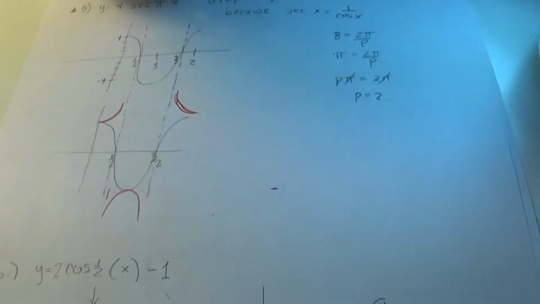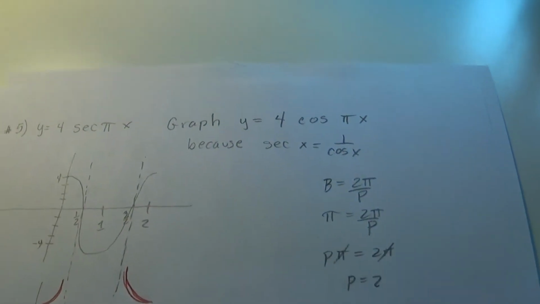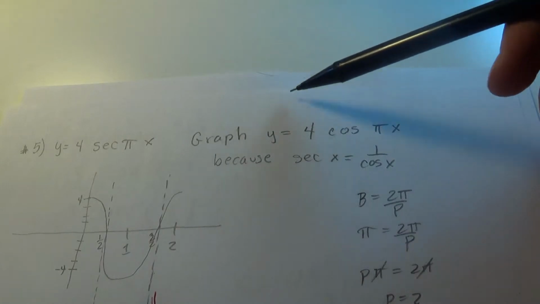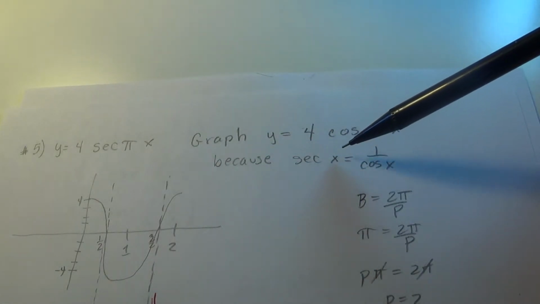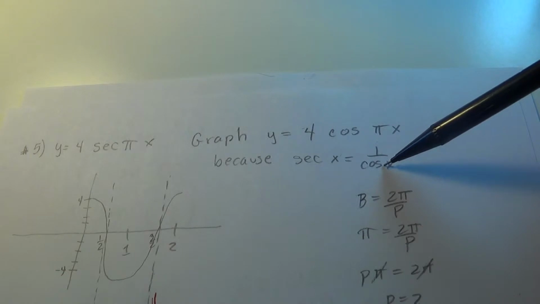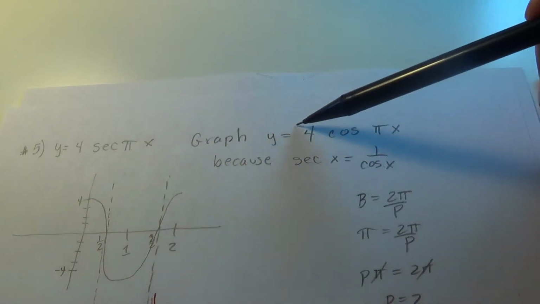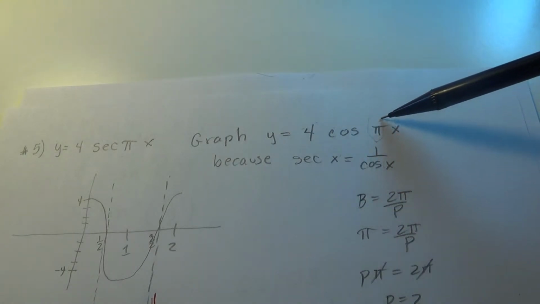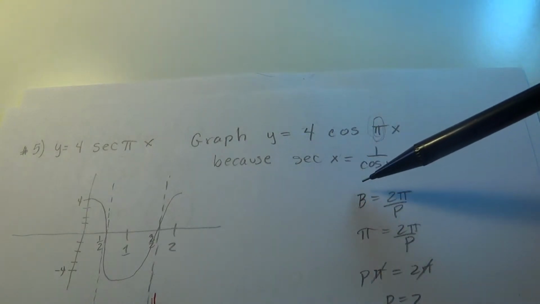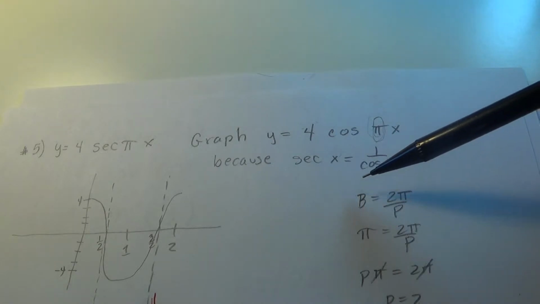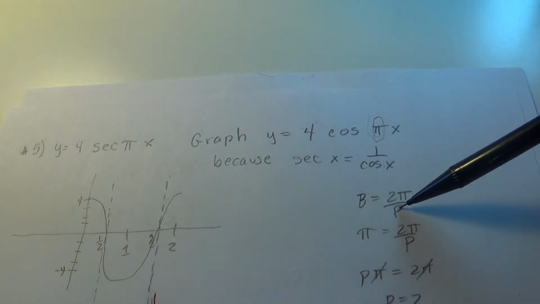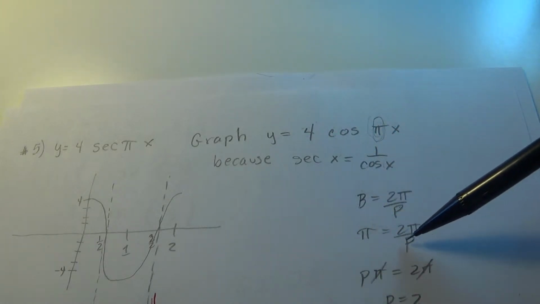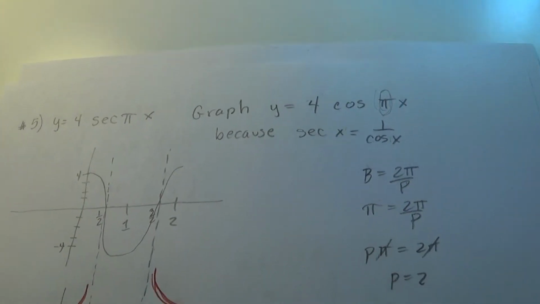Alright. To graph y equals 4 secant of pi x, first of all, I'm going to graph the close cousin. Because secant x is 1 over cosine, I'm going to replace the secant with cosine, include the other parameters, and I recognize there's a b switch here. So I'm going to figure out what the new period is. B equals 2 pi over the period is the key, and pi is my b. So solving that for period, I get a period of 2.